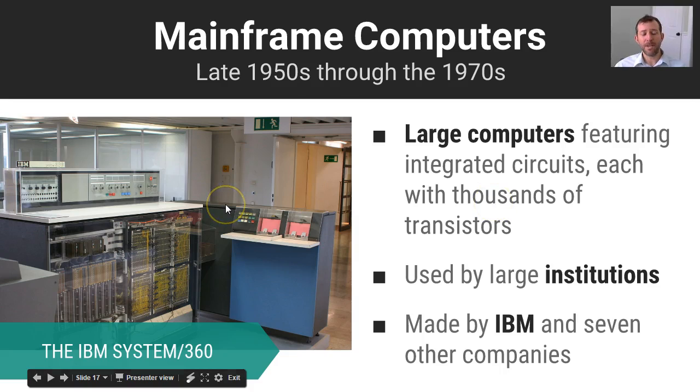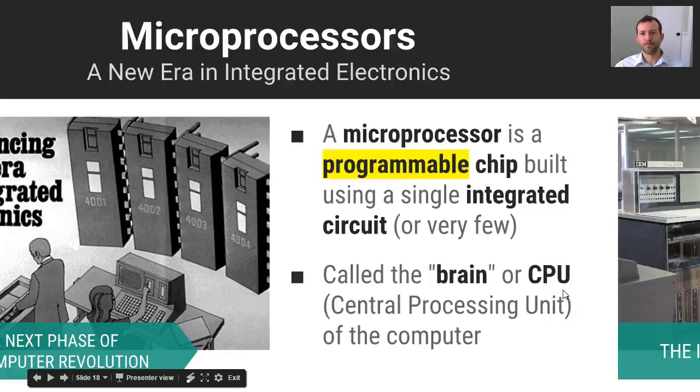This right here is an IBM System 360. Mainframes like this were normally only owned by large institutions with big pocketbooks, and they were made primarily by IBM, International Business Machines, and 7 of its close competitors.